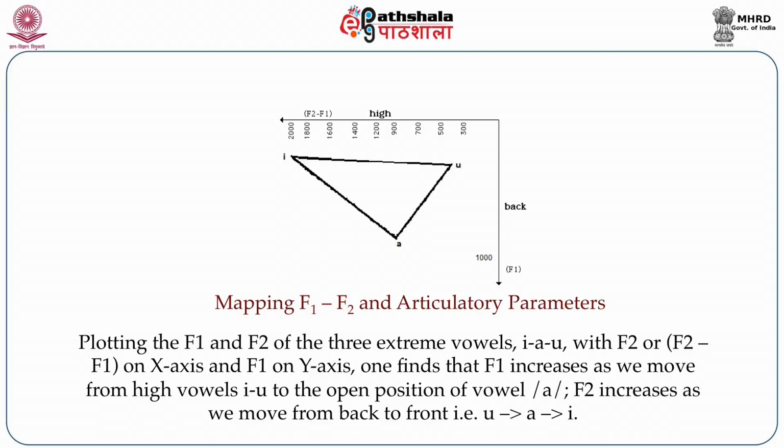For a very, very front vowel like E, the F2 will be very high, and you deduct the F1 value, and still it is the frontmost vowel.